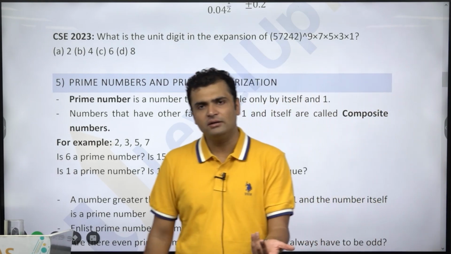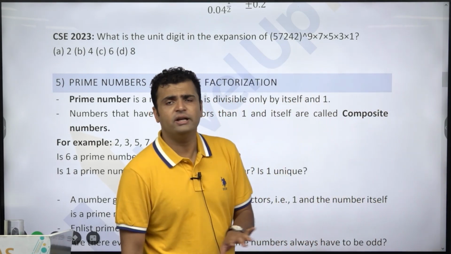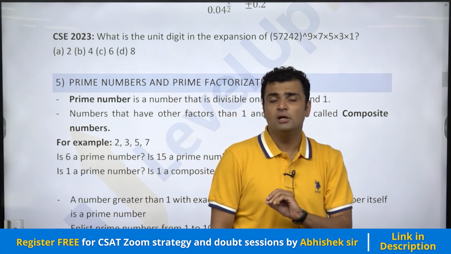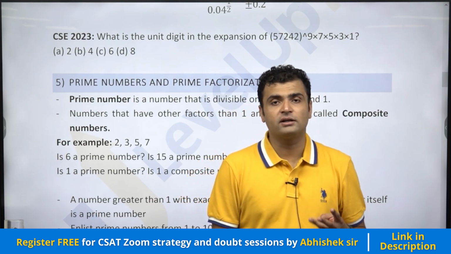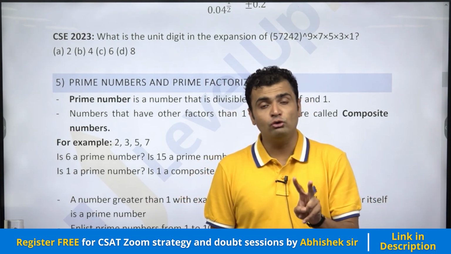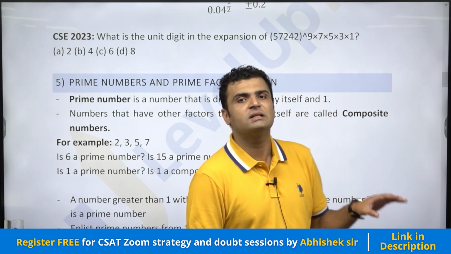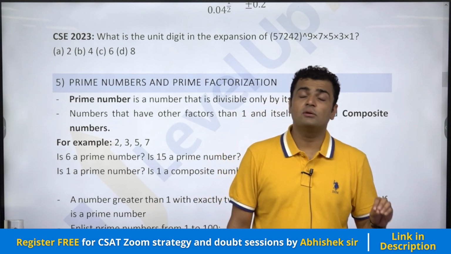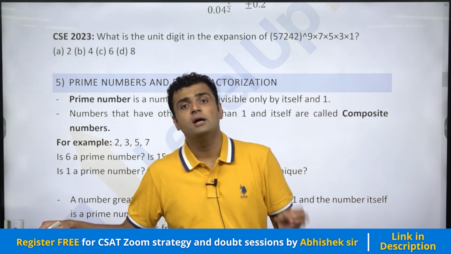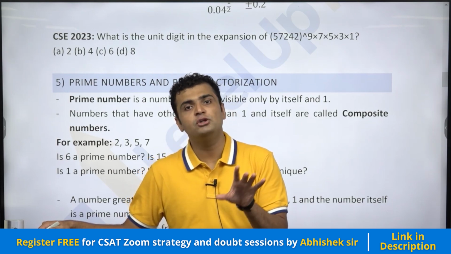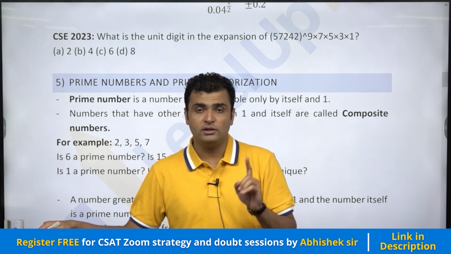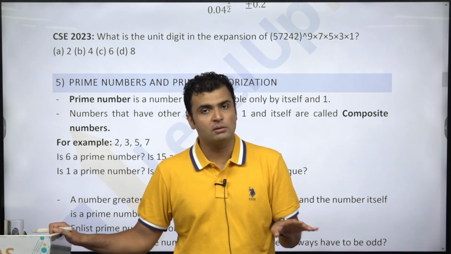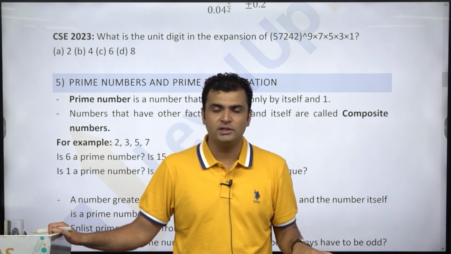So for example, 3 is only divisible by 1 and itself. There are no other factors of 3. 2 is only divisible by 1 and itself. 5 is only divisible by 1 and itself. But if you take 4, 4 has 3 factors: itself, 1 and 2. 2 is a factor of 4. That is why 4 cannot be called a prime number. Numbers which are not prime numbers are called composite numbers, and this terminology has been used by UPSC. 1 is a unique case. It is neither prime nor composite. So please don't call 1 a prime number or a composite number. 1 is neither prime nor composite.